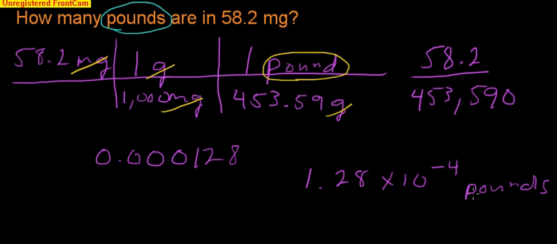And this answer makes sense because milligrams are a very small unit of mass. And if I don't have very many of them to begin with, my answer in pounds should be a really small number. And we see that the answer indeed is a really small number. It's 1.28 times 10 to the negative fourth pounds.